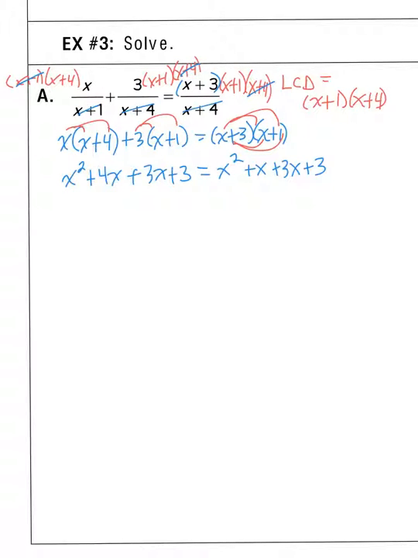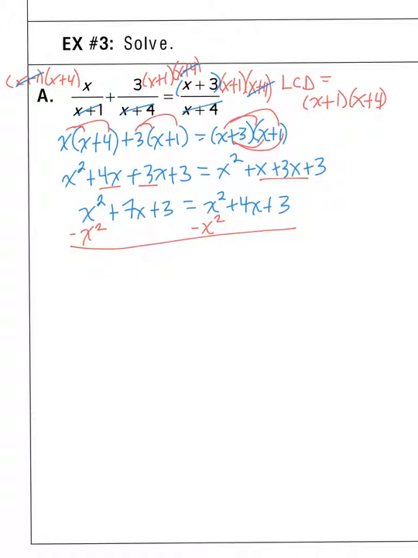And then you want to collect like terms. So these are like terms here. So you get x squared plus 7x plus 3 equals, and these are like terms here. So you get x squared plus 4x plus 3. Then you want to try to collect your highest degree terms. So my highest degree terms are x squared. So fortunately, they both cancel out, and you're left with 7x plus 3 equals 4x plus 3.